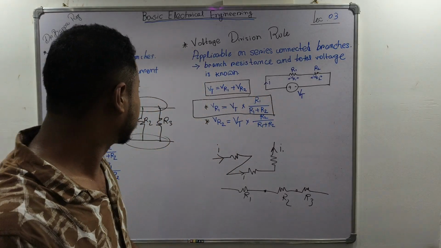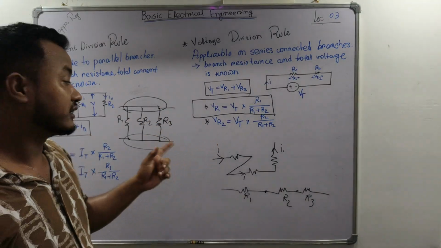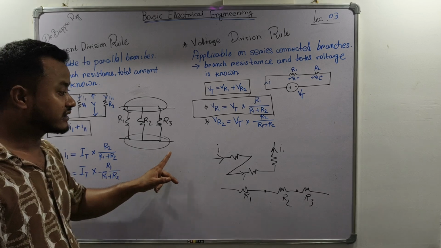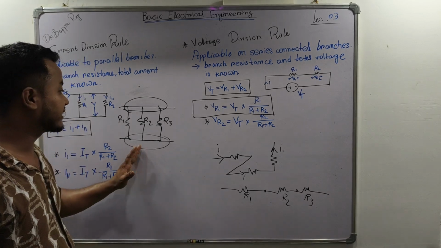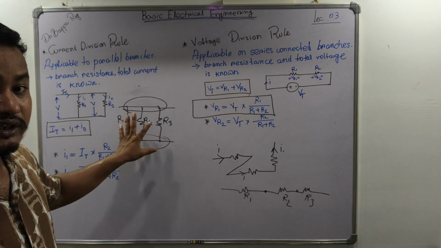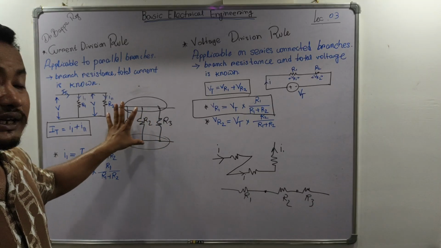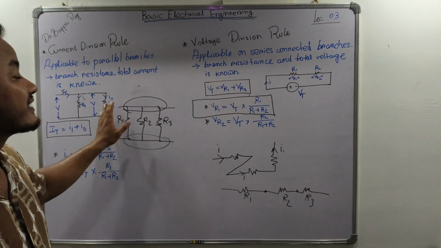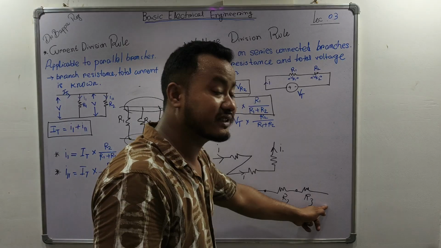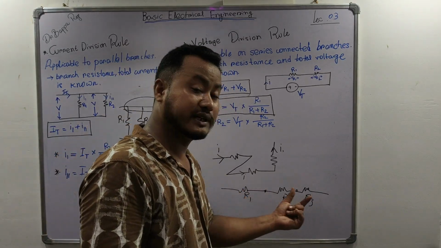Before applying this, you need to be clear about parallel connection and series connection. In parallel connection, voltage is the same and current is divided. But in series connection, current is the same but voltage is divided.